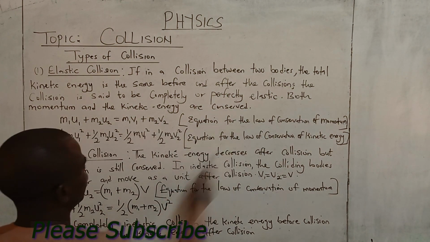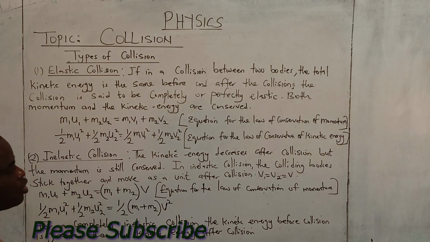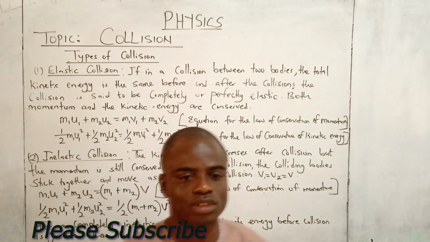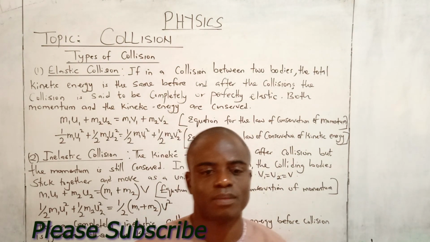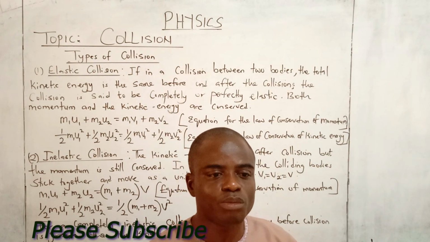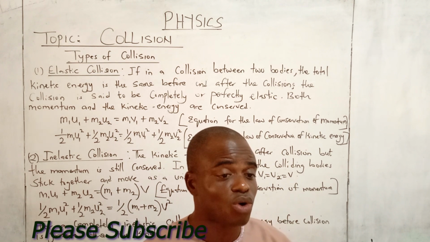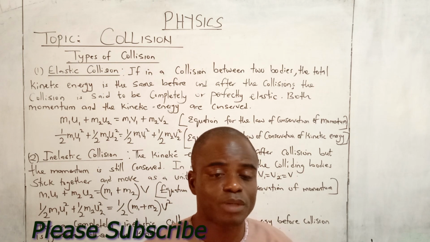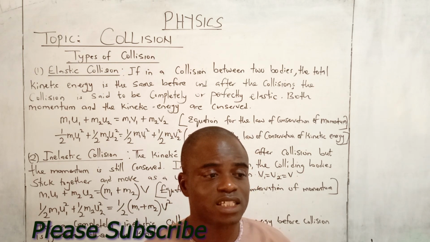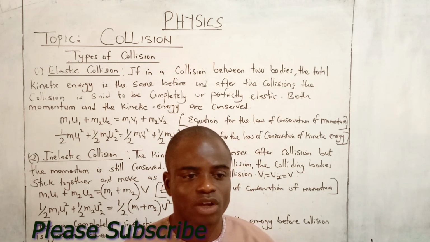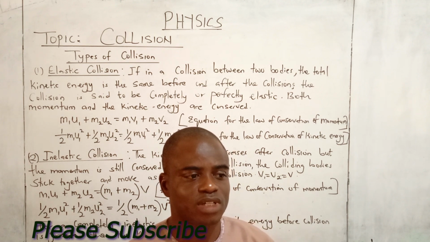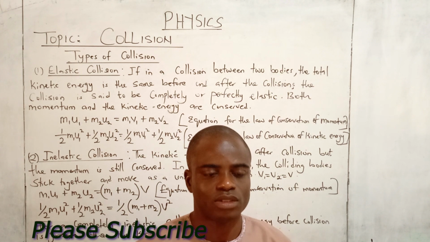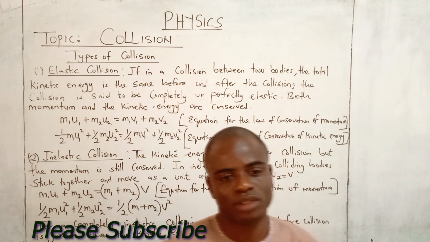Now, the law of conservation of kinetic energy. In inelastic collision, the kinetic energy decreases after the collision because the objects stick together. It's only the momentum that is conserved under inelastic collision. The momentum is conserved, but the kinetic energy is not conserved. What do you mean by that? After collision and they stick together, it reduces in kinetic energy because they move at the same pace.